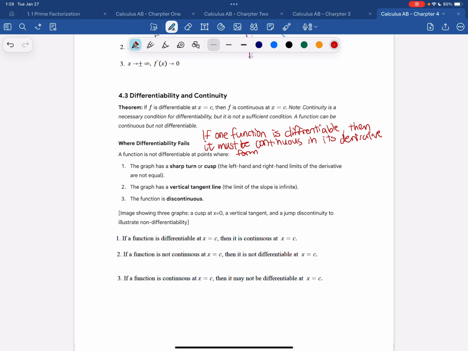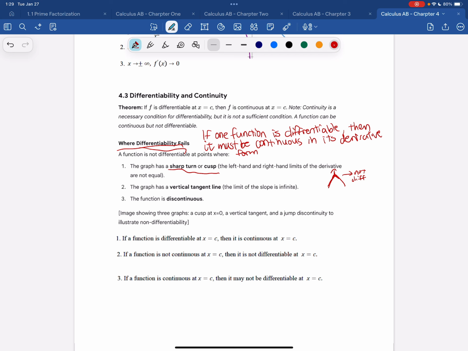Okay, so if a graph has a sharp turn or curve, something like this, it is never differentiable, not differentiable, because there's a sharp point here. So it's never differentiable.